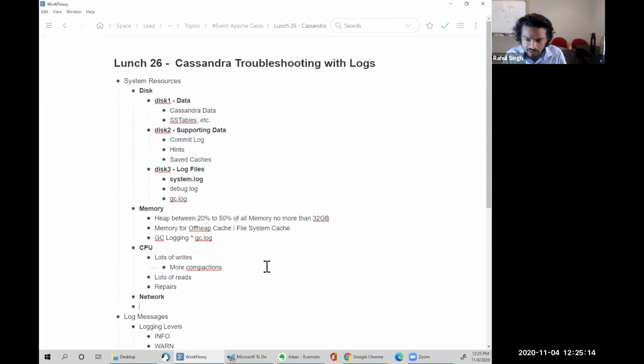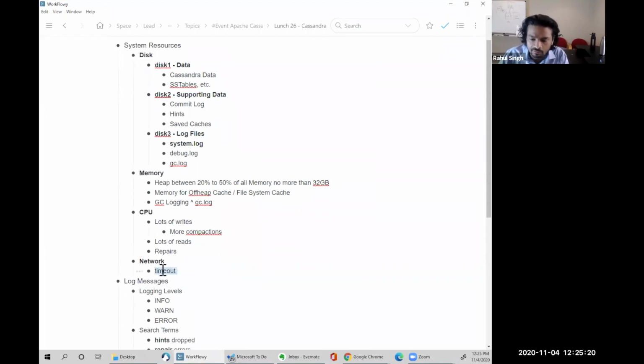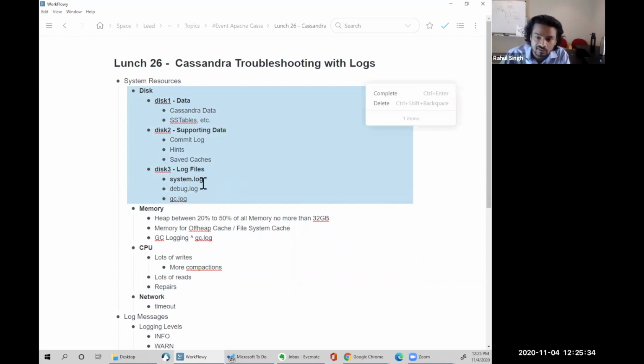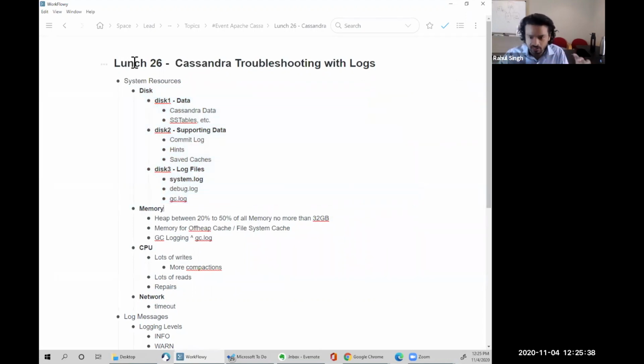Every now and then you'll see a timeout from one node to the other. That timeout is probably not the network itself. It's probably because the CPU is busy. And the CPU is busy because it's capped out on memory, or it's waiting on operations to finish up at this level. All right. So we talked about system resources.